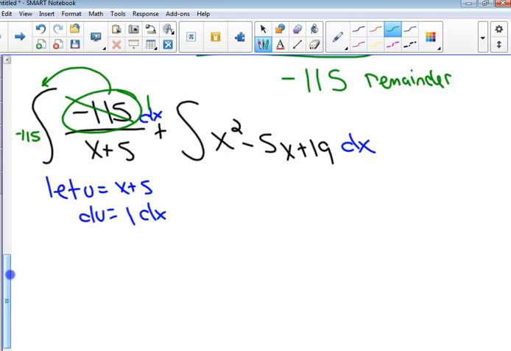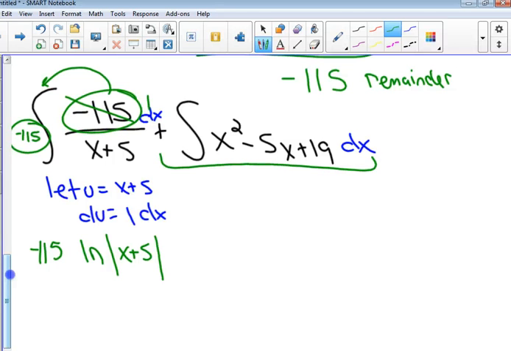Yeah. So now when you look at it, do you have du over u left here? Yeah. So we can use our property from yesterday that you're taking the ln of the u, which is x plus 5. Put your constant out in front. Now we're not going to do plus c yet because we have to do this part too.